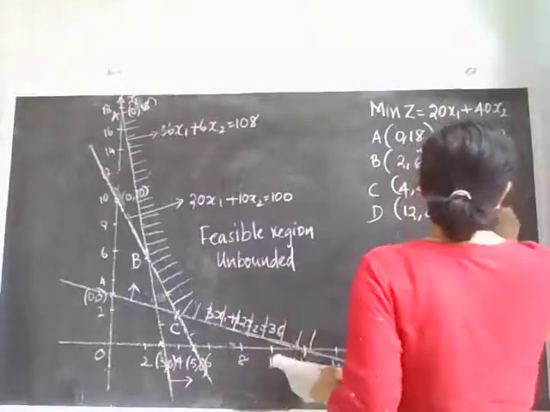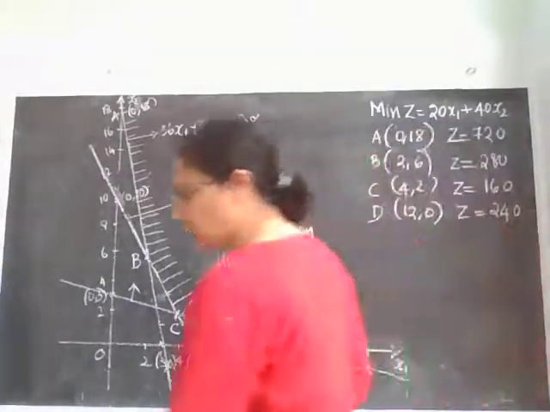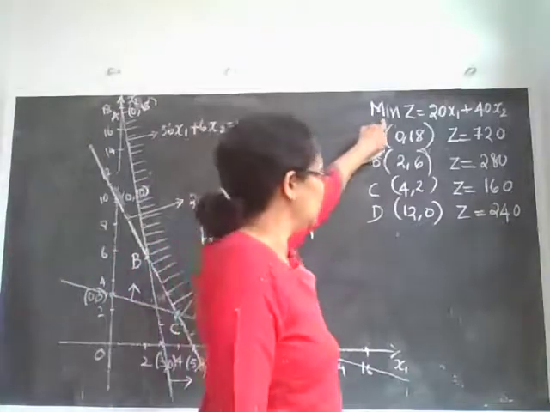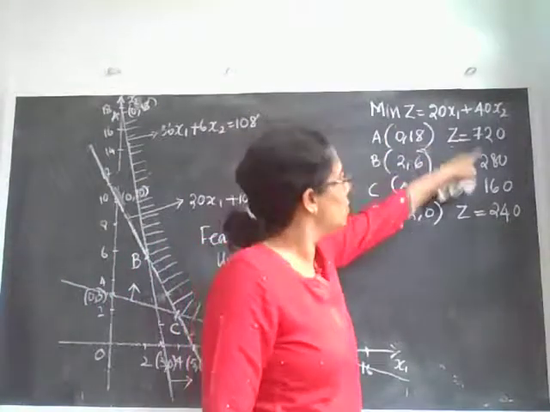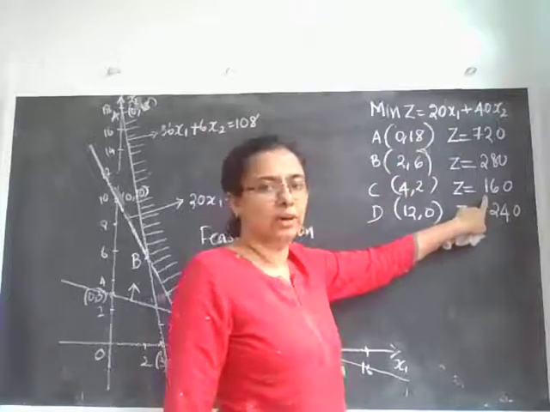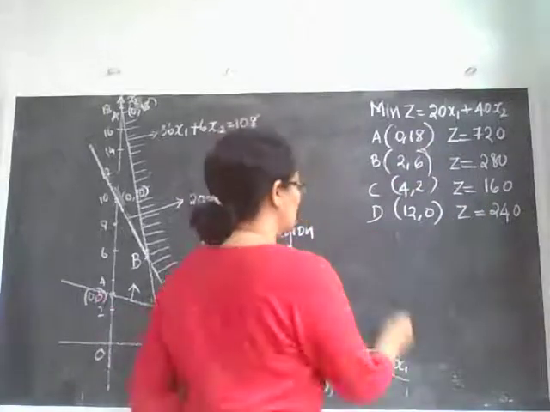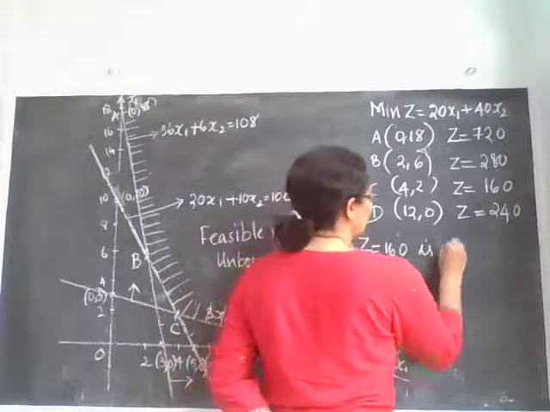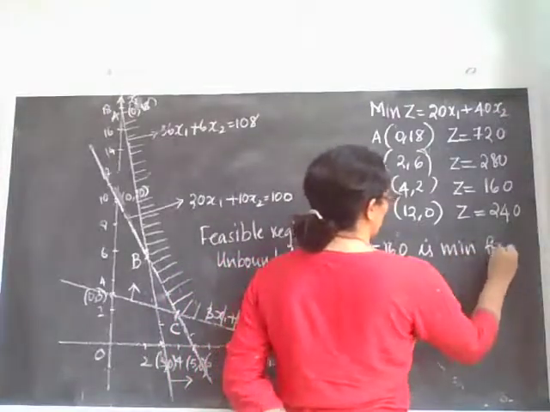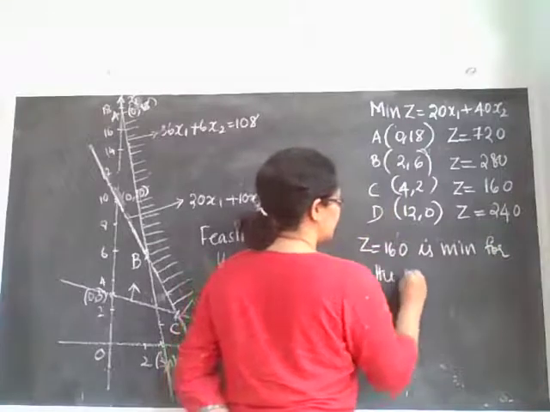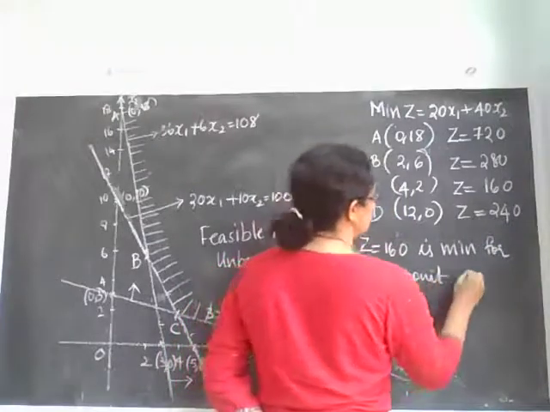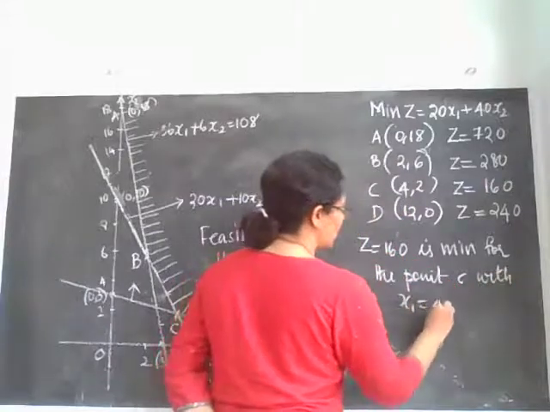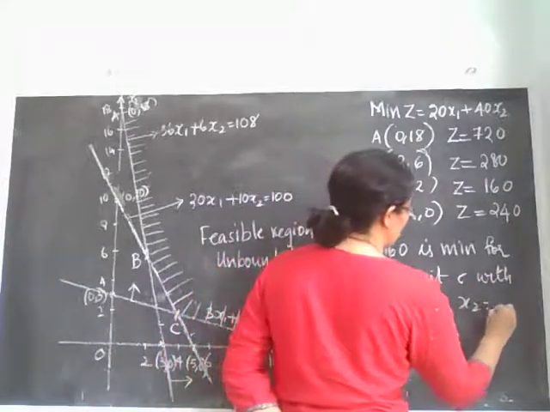12 and 0, the value is 240. Z, the value is 80. Since it is minimum, we take the minimum value among these, that is z is equal to 160. So z is equal to 160 is minimum for the point C with x1 equal to 4 and x2 equal to 2.